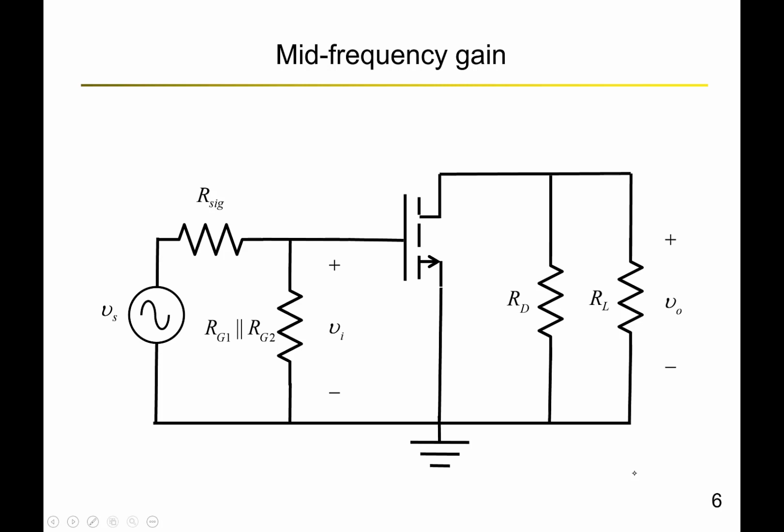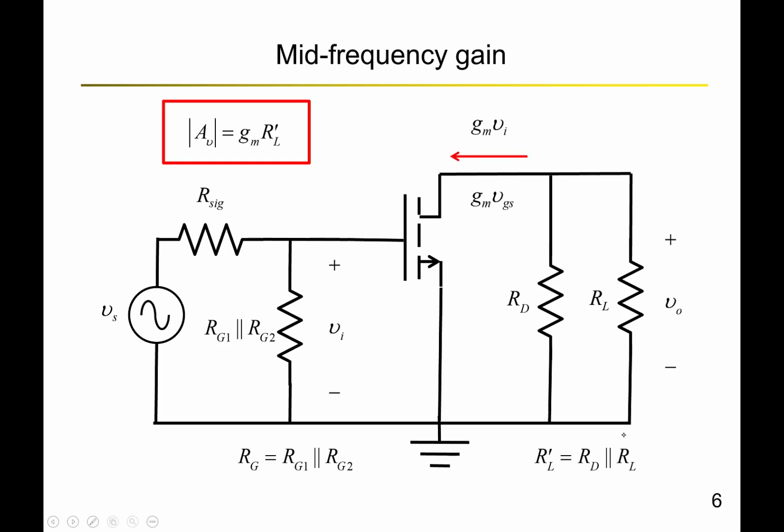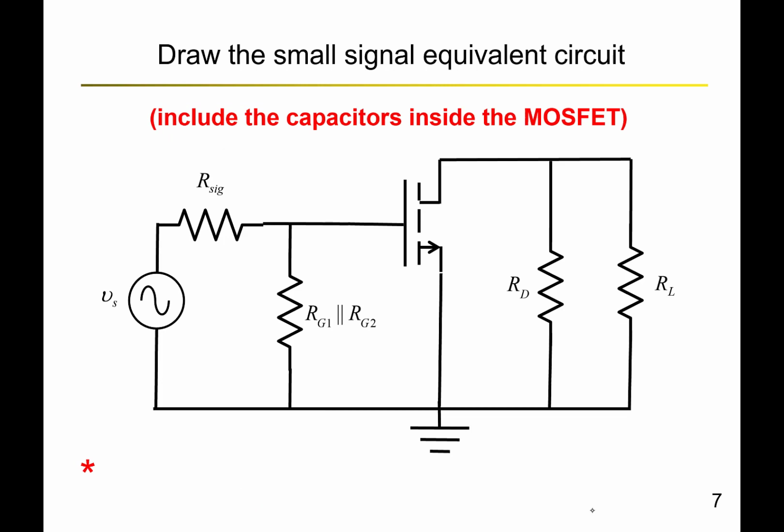So let's calculate the mid-frequency gain. We have analyzed this circuit multiple times, and we can find that the input is a voltage division between RG and R signal, and at the output we have the load, which is RD parallel RL. And we can find the mid-frequency gain as gm times RL dash, because RG is much greater than R signal. So at the input, almost all of the signal applies. Now, knowing the mid-frequency gain as gm RL dash, let us include the capacitors that are inside the MOSFET.